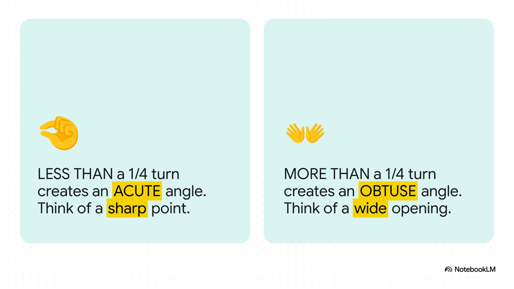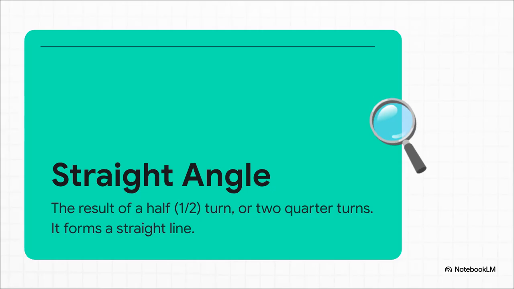Any turn that's less than a quarter turn, that makes what we call an acute angle. Think of a sharp, pointy shape. And any turn that's more than a quarter turn, that's an obtuse angle. Think of a wide open mouth. It's all based on that quarter turn. And hey, what about that question from a second ago? What's two quarter turns? Well, it's a half turn. And the angle it creates is called a straight angle because it makes a perfectly straight line. You've turned to face the complete opposite way.